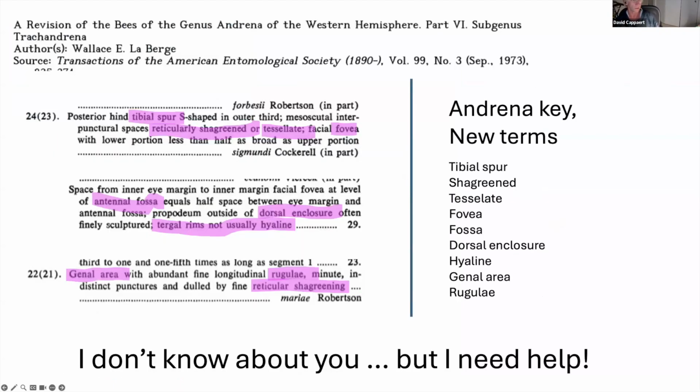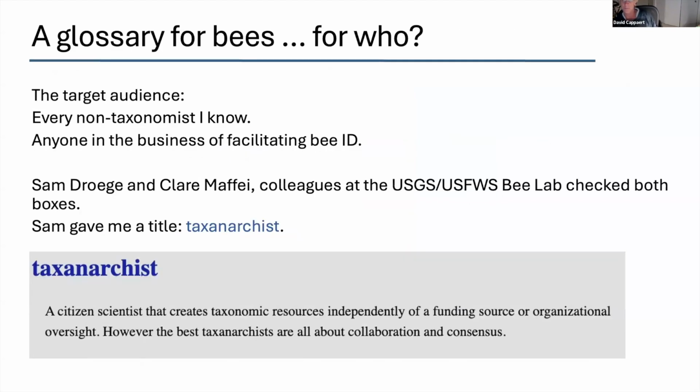If I go to an Andrena key, now I have a list of highlighted words that might be problematic, and they're all different, right? So even if you looked up everything and you're really rock solid on the Andrenas for a while, you go into a different kind of key. If it's old literature, you're going to run into new terms. And so as I have walked through all this stuff, I feel like I need help. And so I went to myself, which is what the whole glossary thing is about.